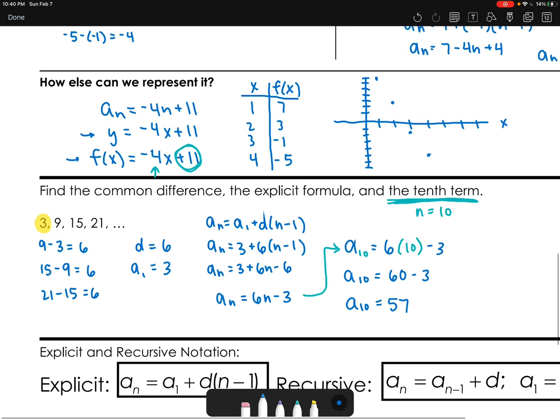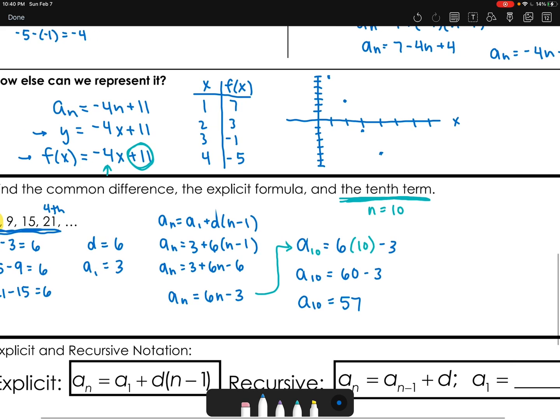I would highly discourage you from looking at the sequence and saying, oh, I just need to add 6 every time. This is the 4th term, so I'll just keep counting up until I get to 10. That's great until I give you a problem that's asking you to find the 53rd term, and I don't think you would want to count up to the 53rd term. So knowing how to plug n into an equation is so helpful here, guys.